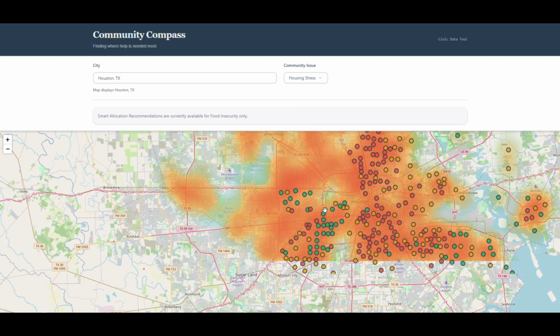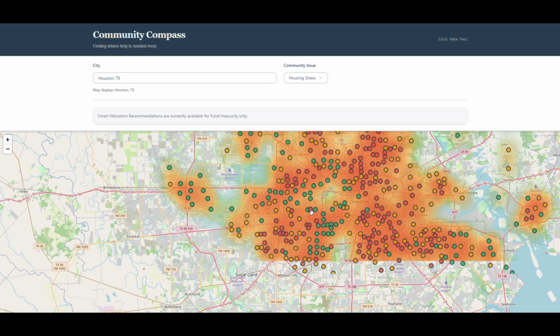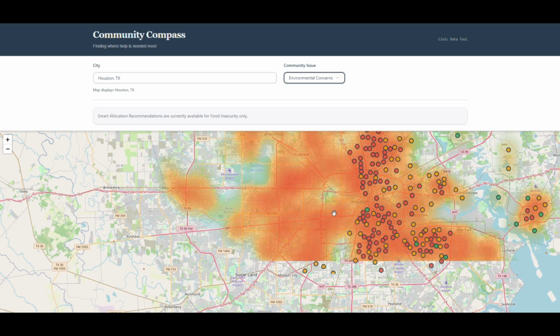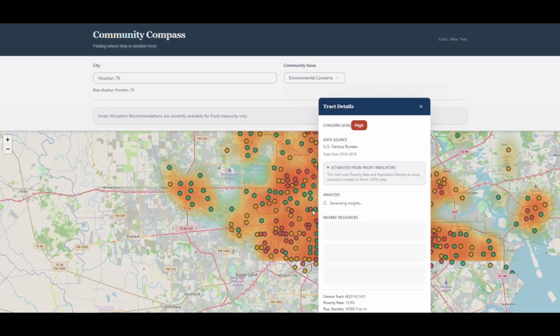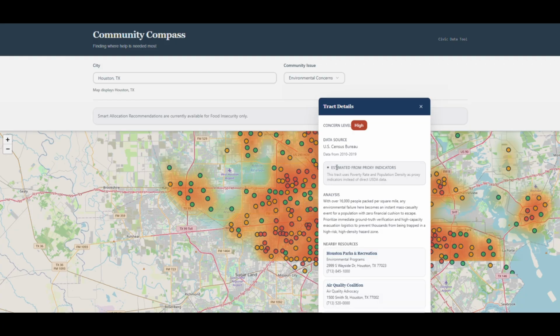But here's the part we're most proud of. Not every neighborhood has perfect data. So, when that happens, we don't guess and hide it. We label it clearly as estimated, so coordinators know exactly how much to trust what they're looking at. A heat map that hides its own uncertainty is more dangerous than no heat map.